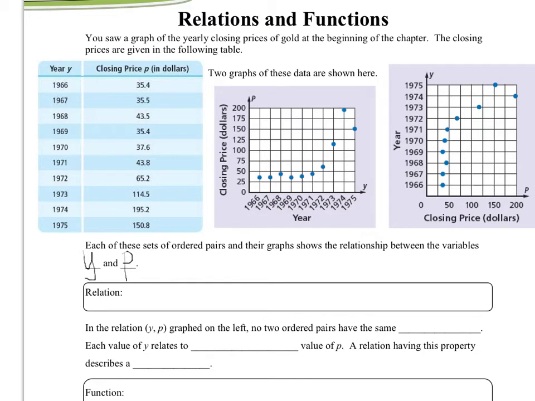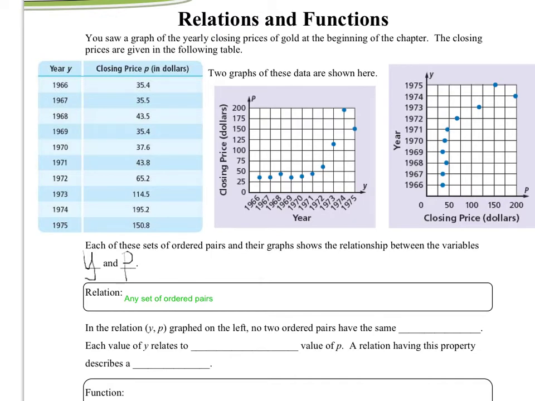So let's talk about what a relation is, a relationship. A relation is any set of ordered pairs. You can see I've written that in that vocab box right there. So it's any set of ordered pairs. In this example, it's Y and P. It could be other things as well.